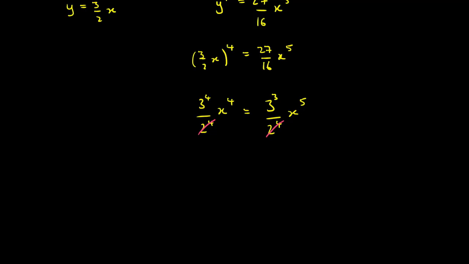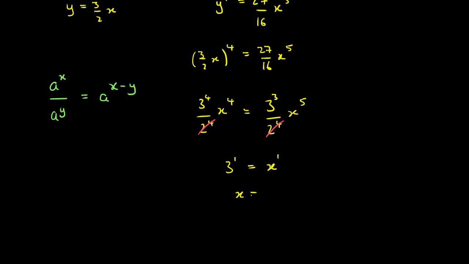So if I've got 3 to the power of 4 and I divide by 3 to the power of 3, then I'm left with 3 to the power of 1. And if I divide both sides by x to the power of 4, on the right-hand side, I'm going to get x to the power of 1. The indices rule you'll remember is a to the power of x divided by a to the power of y is equal to a to the power of x minus y. I subtract the powers. So that's basically what I've done there.